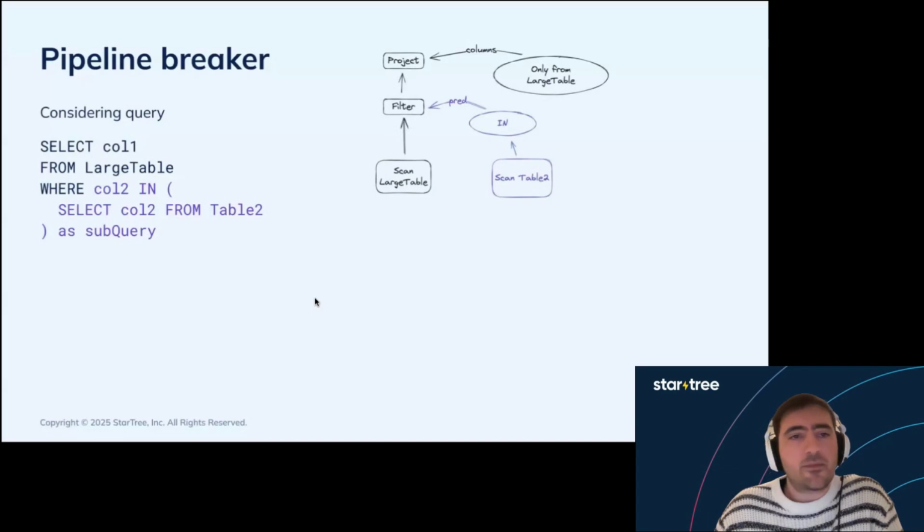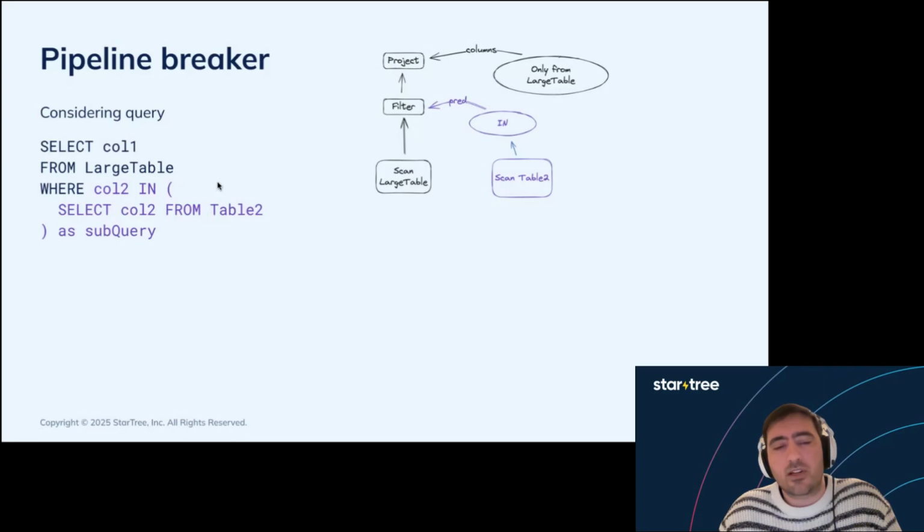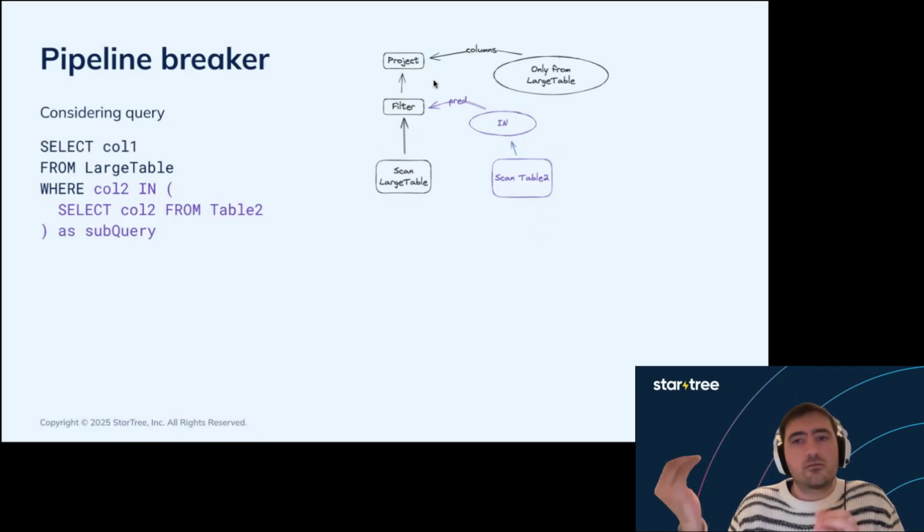Consider, for example, this query where we have a very large table that is joined with another, well, in this case, it's a semi-join with a subquery, which in fact is just reading from another table. Let's assume that table 2 is super small. In a normal case, we will need to scan the whole large table and the whole small table, and then apply for each row, load that in memory, right, and then apply the filter for each row.